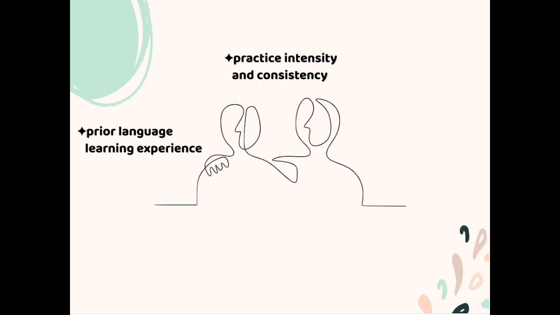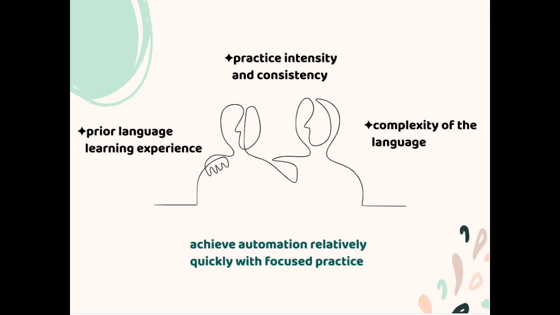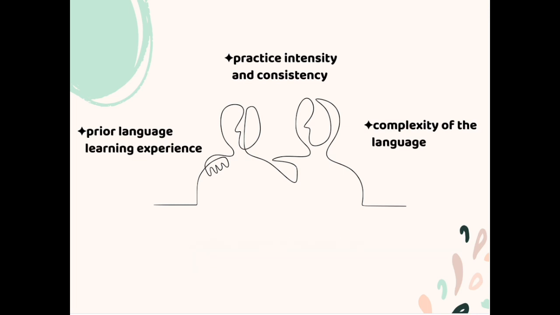The time it takes for declarative knowledge to transform into automated language skills varies widely from person to person. It depends on factors such as prior language learning experience, practice intensity and consistency, and the complexity of the language being learned. Some individuals may achieve automation relatively quickly with focused practice, while for others, it may require a significant amount of time and ongoing effort.